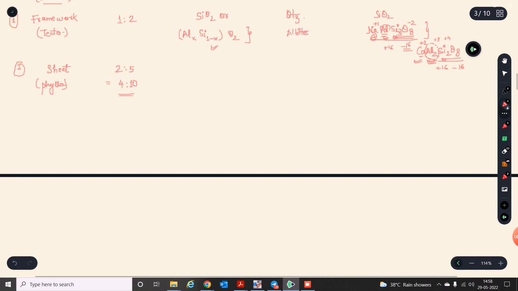So the Si radical here that we have is Si4O10, and the charge is 4 minus. Here we have, for example, pyrophyllite. Pyrophyllite is one of the examples, and its chemical formula is Al2Si4O10(OH)2.